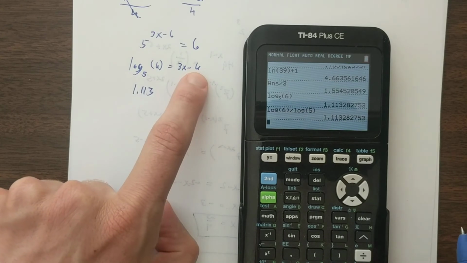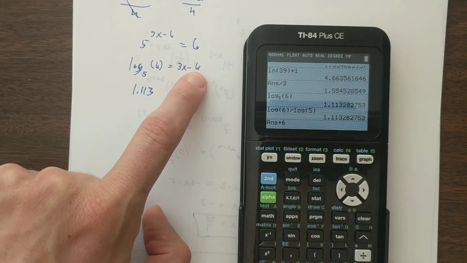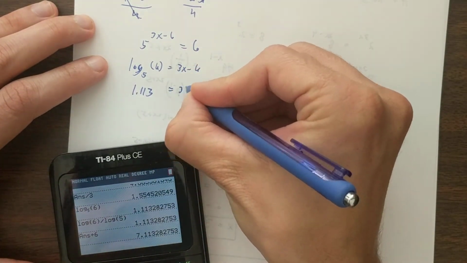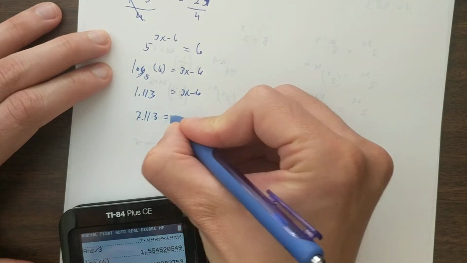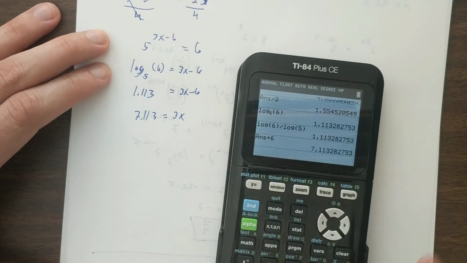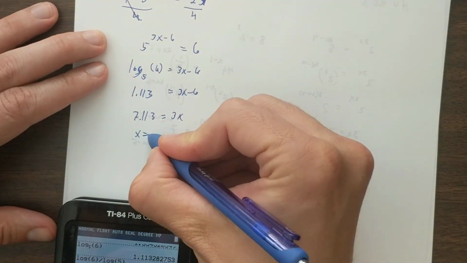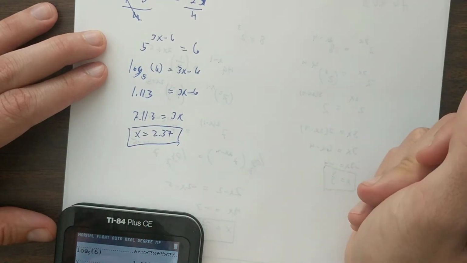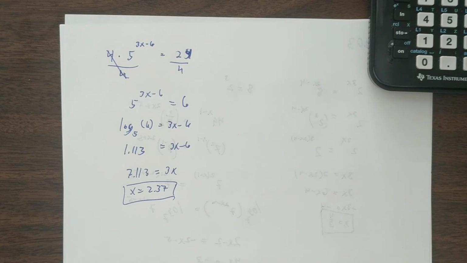Now let's just do the rest of the problem on the calculator. To move the 6 over, I'm going to add 6 to my final answer. So 3x minus 6 equals 1.113, or 7.113 is equal to 3x, or x is equal to 2.37. 3 significant digits, and we are done. So that's how you solve exponentials.